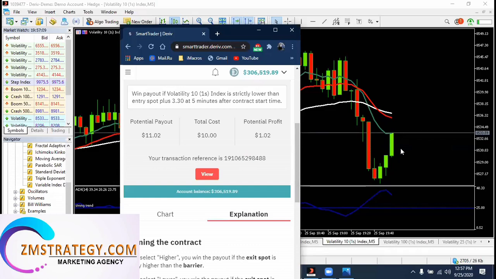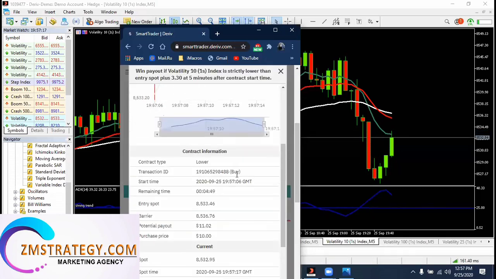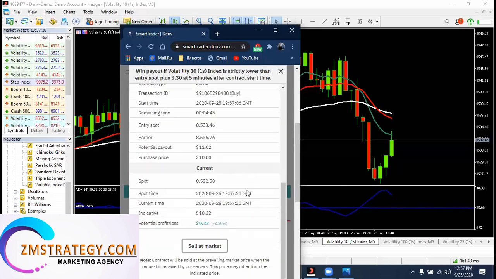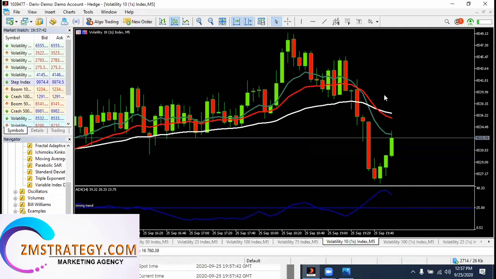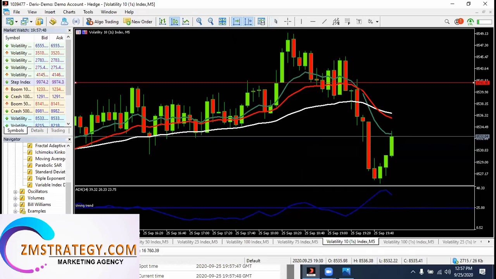Now we have noticed that when it gets to the moving average, we notice a reverse, then we have taken a sell trade. Now let's find our barriers. You can see that our barrier here is 8536.76. Let's know where our barrier is at this particular time. So let's see if we are able to know where the barrier is here.